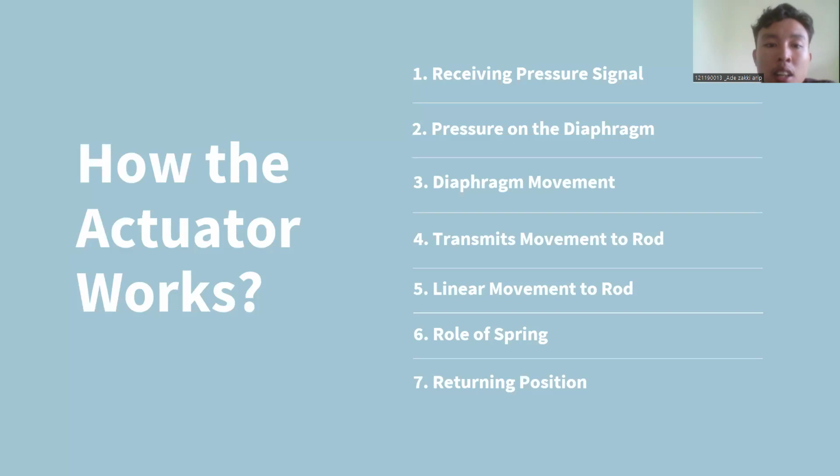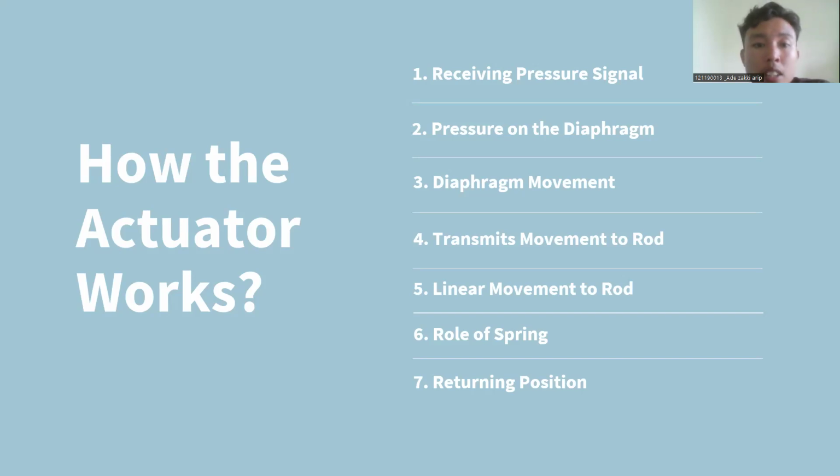The next is how the actuator works. The first is receiving a pressure signal. The actuator receives a signal in the form of compressed air pressure from an external source. The next is pressure on the diaphragm. This air pressure is channeled into the diaphragm space, pushing against one side of the diaphragm. The next is diaphragm movement. Because of its flexible nature, the diaphragm will bend in the opposite direction to the pressure.